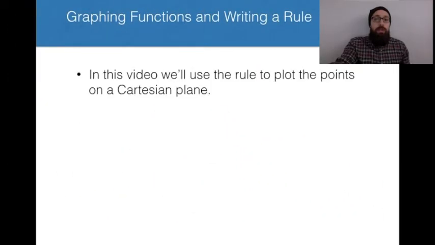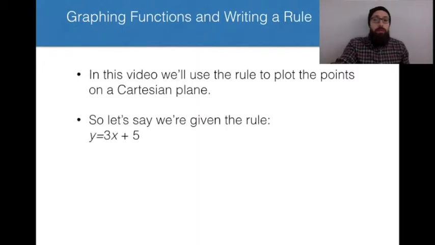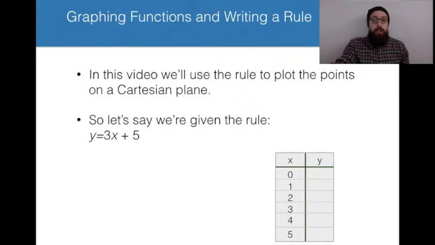Okay guys, so in this video we'll use the rule to plot the points on a Cartesian plane. So let's say we're given the rule y is equal to 3x plus 5. So we have our table, our x column is going up 0, 1, 2, 3, 4, 5, and we don't know what's going on in our y column. So in our equation where we have an x, let's say that x is equal to 0, because in our x column we have a 0.